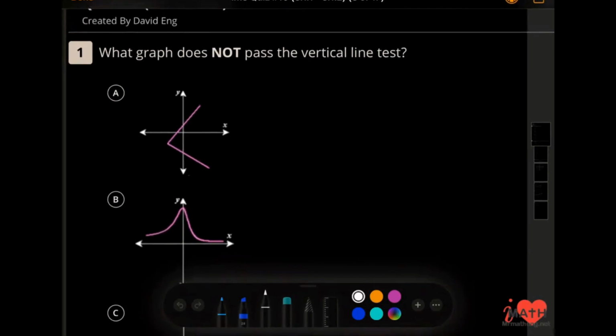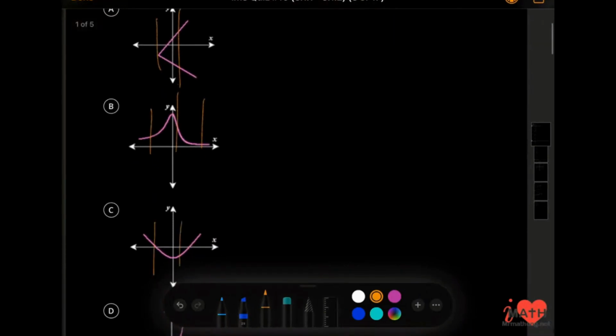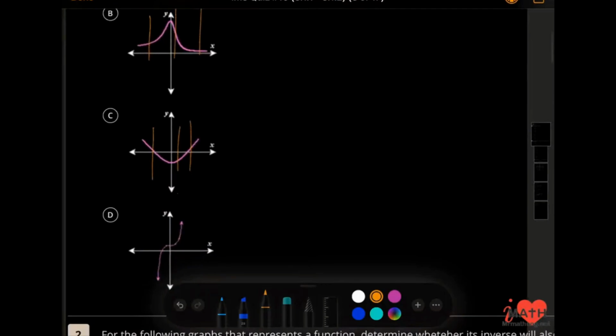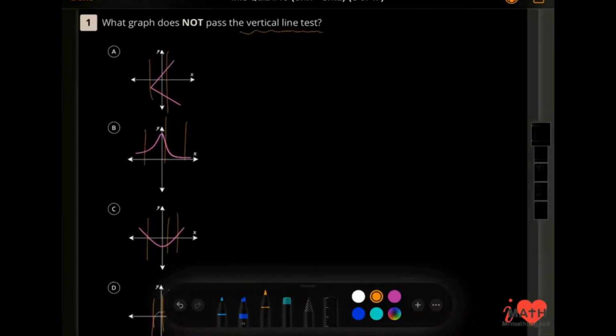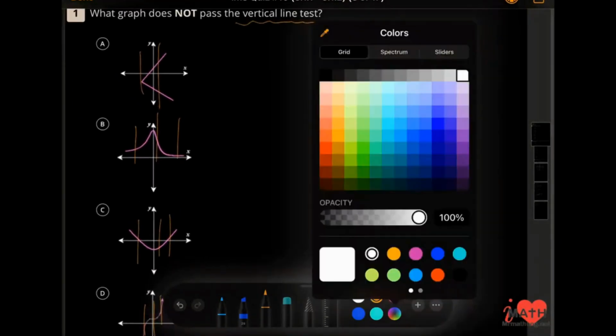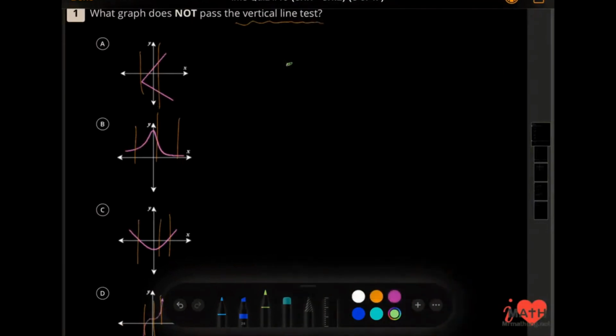Question number 1, what does not pass the vertical line test? Remember the vertical line test, you actually just draw a bunch of vertical lines like I'm going to do on each graph. You can just put them at random places. And to review, when you have just one dot on the vertical line test, it passes. But if you're ever in a situation where there's more than one, then it fails.